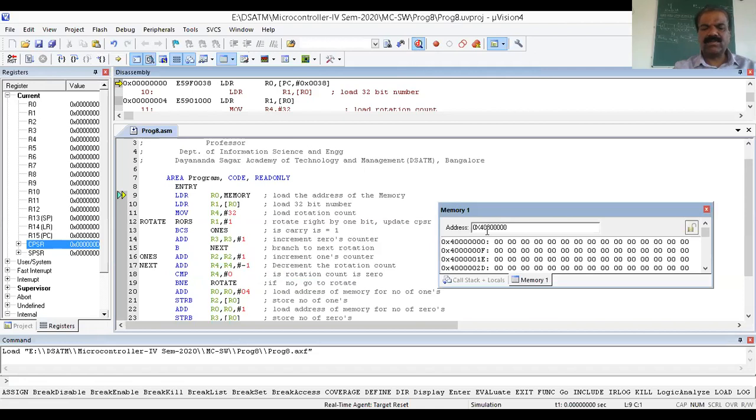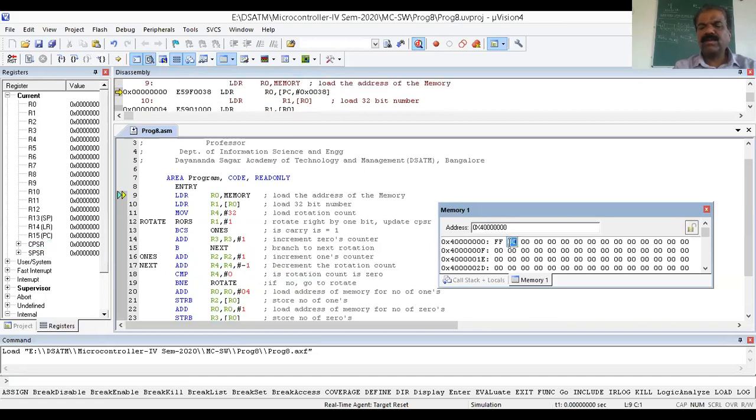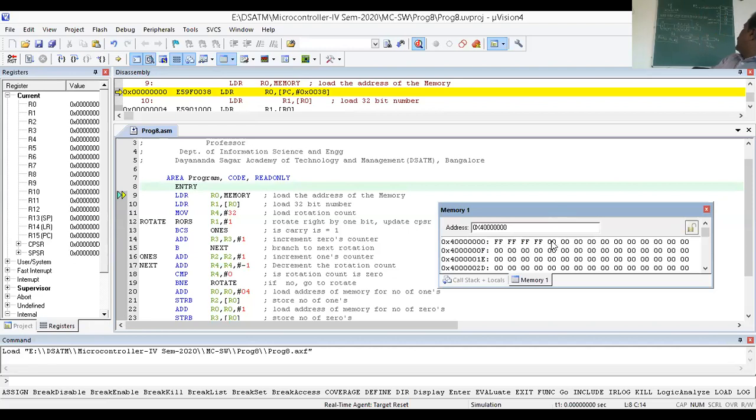Now this is the starting address of input. To make it simple, I will give FF. I consider this a 32-bit number. Starting from the 4000 location, we are going to store the input. Now in this location, we are going to store number of ones and here number of zeros, in the immediate next location.